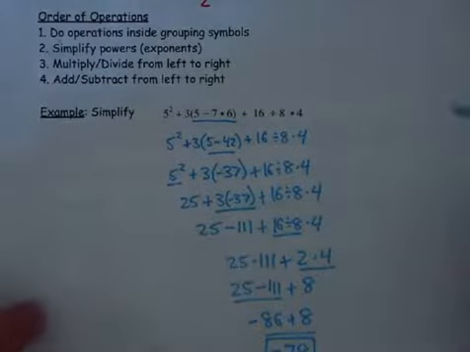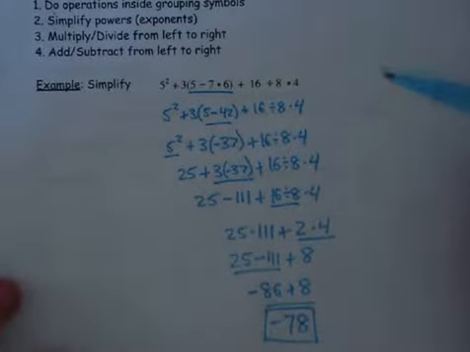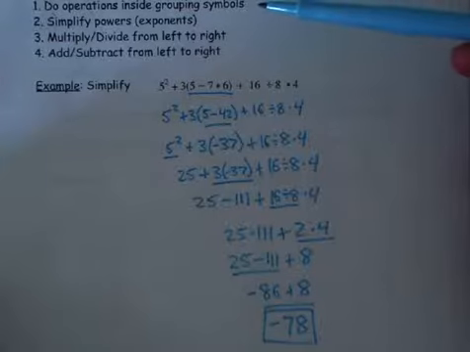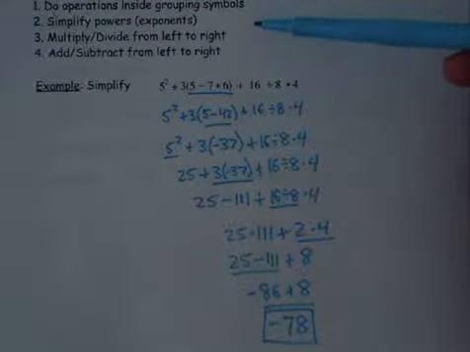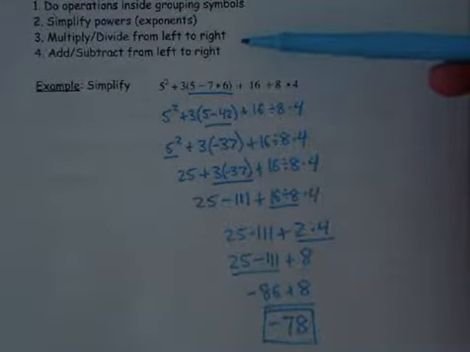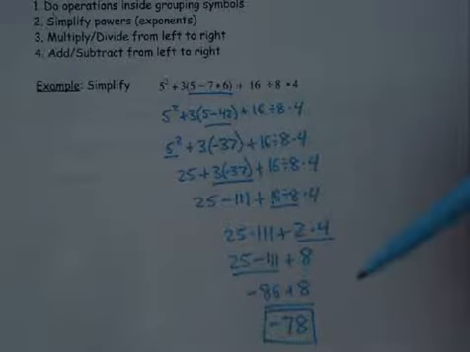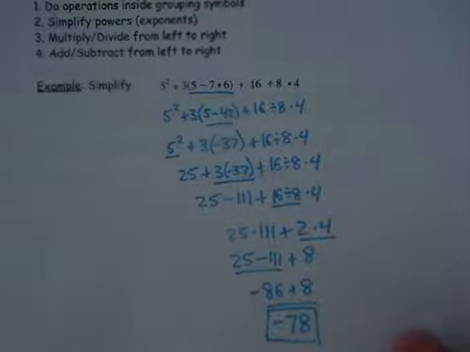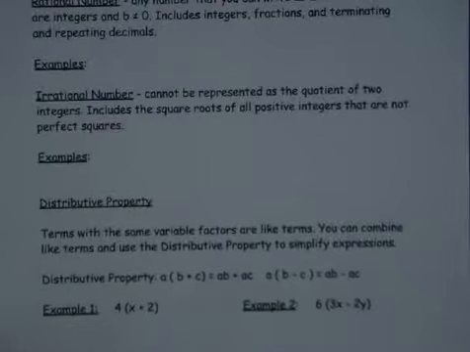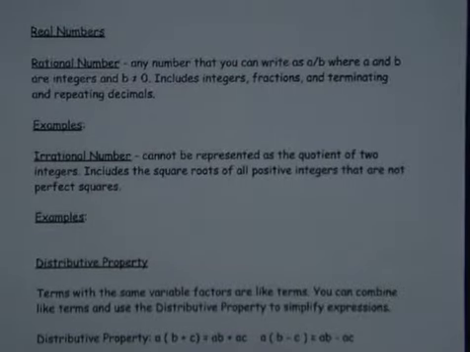So as you can see, we follow these 4 steps: grouping symbols, exponents, multiply and divide from left to right, add and subtract from left to right, and that will give us our answer. Okay, let's move on to types of numbers.